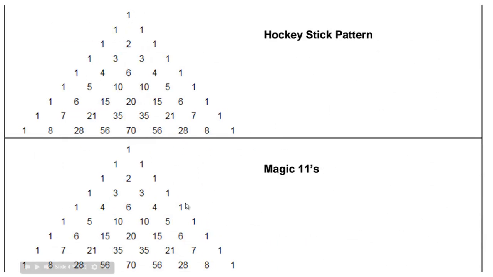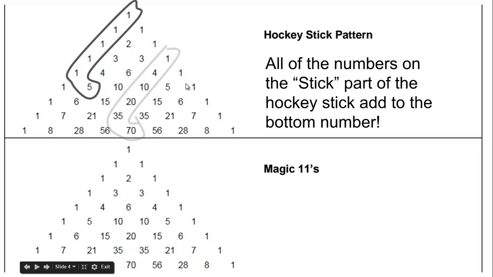Okay. And the hockey stick pattern is also very helpful. If you take the shaft of the stick, it will add up to the part where you hit the puck with. Anywhere you do that, it becomes a handy way to add up numbers. For example, adding up the numbers from 1 to 6, you get 21.